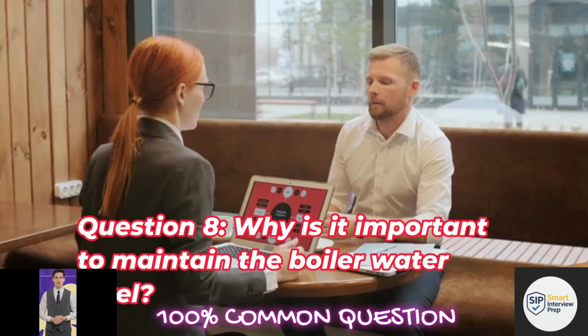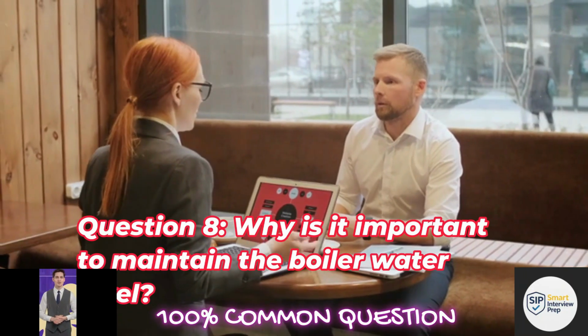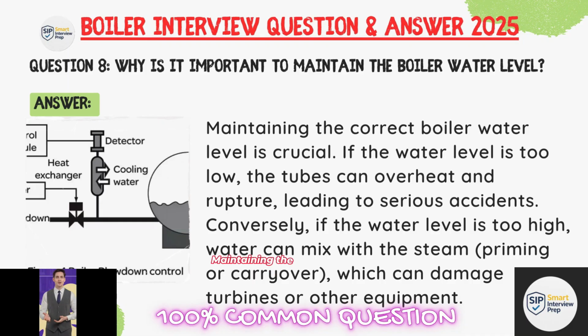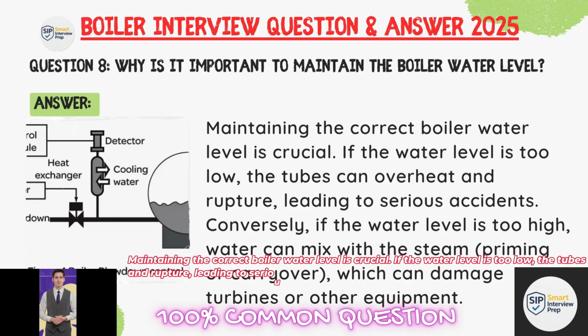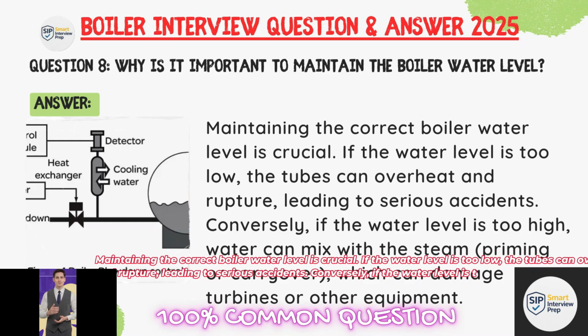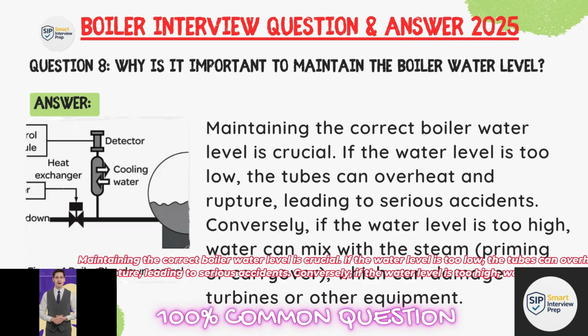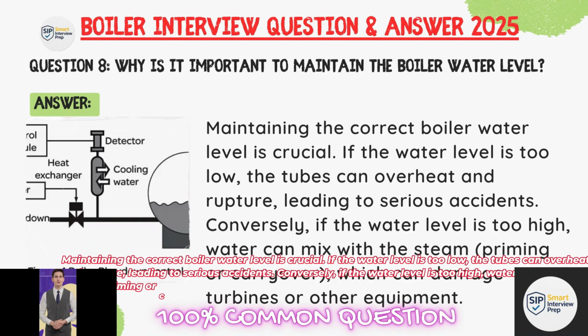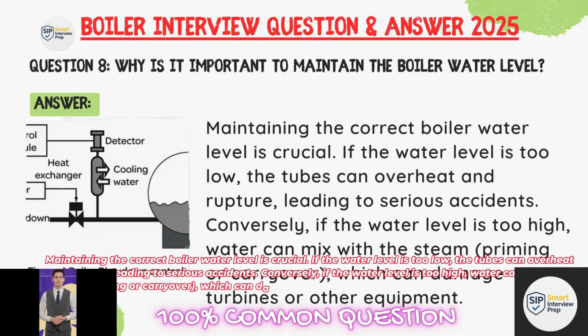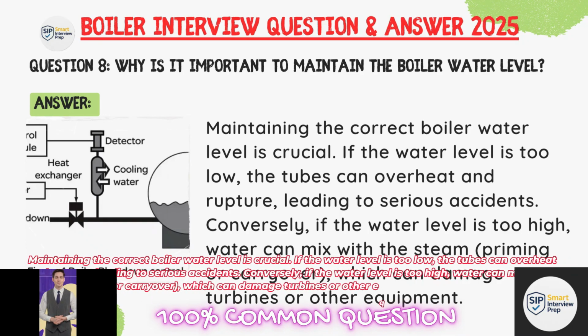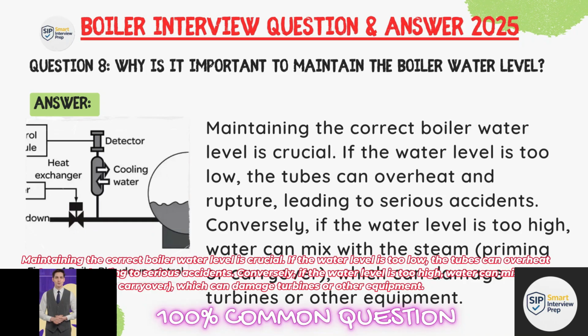Question: Why is it important to maintain the boiler water level? Answer: Maintaining the correct boiler water level is crucial. If the water level is too low, the tube can overheat and rupture, leading to a serious accident. Conversely, if the water level is too high, water can mix with the steam, causing priming or carryover, which can damage the turbine or other equipment.